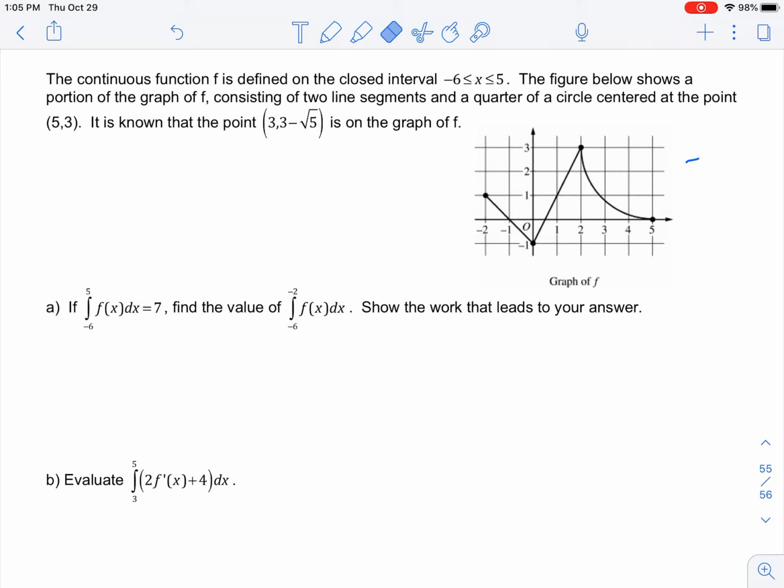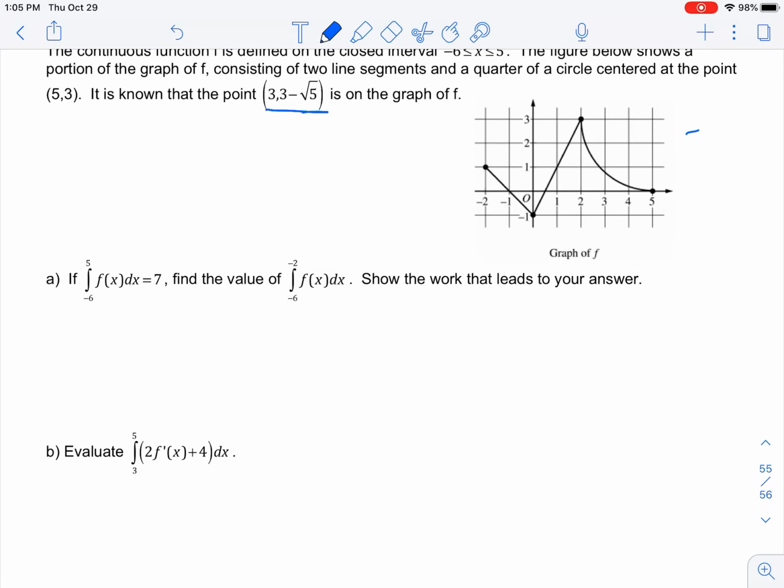This is a graphical problem. It tells us that there's a graph F, which is shown. It's continuous. It consists of two line segments and a portion of a quarter circle. It also gives us a point on the graph we're going to use later.